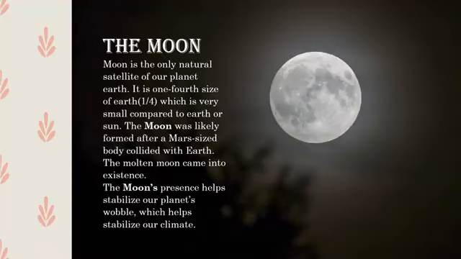The moon. Now let's talk about our only satellite, the moon. Moon is the only satellite present in our sky. It is very small in size compared to our Earth or the sun. It is 1/4 the size of Earth, which is very small. The moon was likely formed after a Mars-sized body collided with Earth. The molten moon came into existence. The moon's presence helps stabilize our planet's wobble, which helps stabilize our climate.